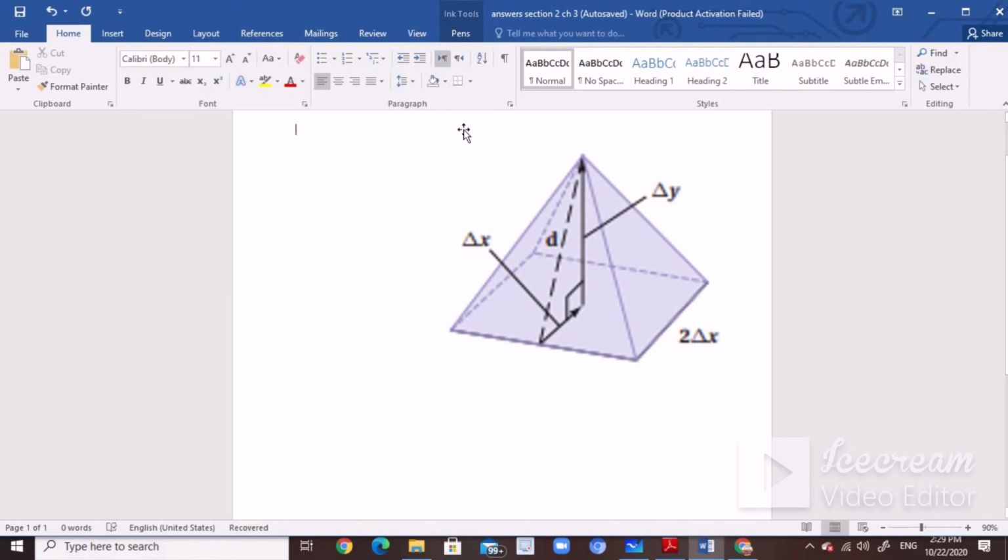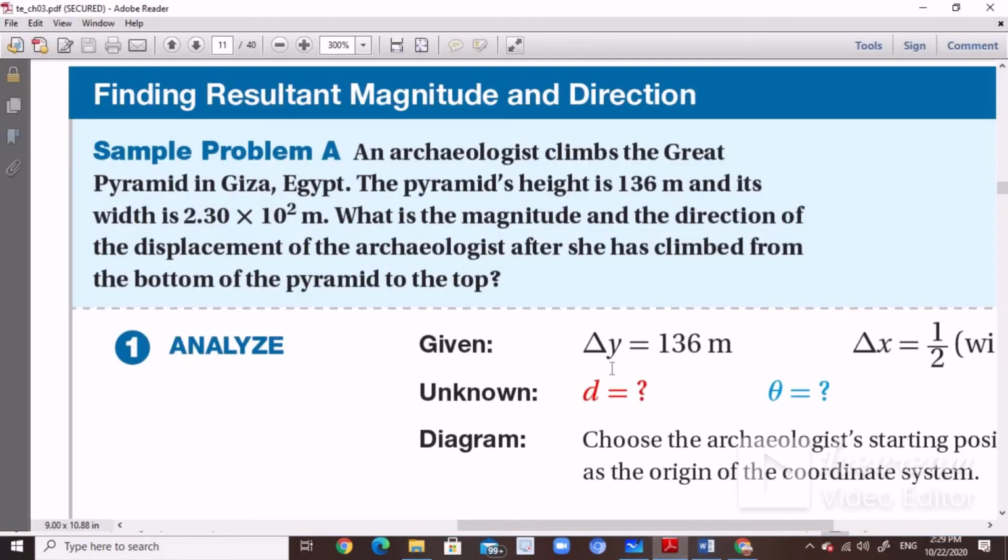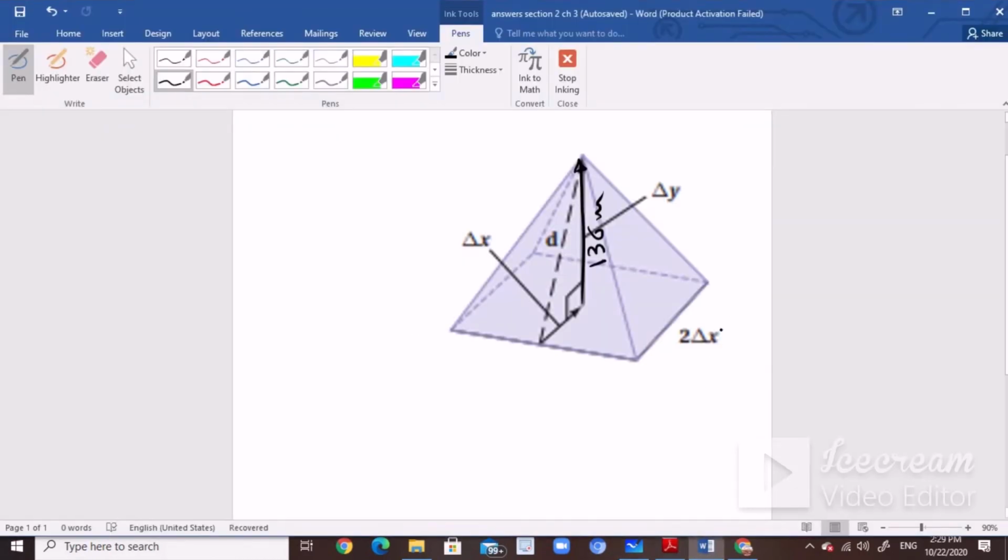Okay, and he tells you that now here the height will be 136 meters. Okay, that is the height as you see here. Okay, let's complete. Its width is 2.3 times 10 squared meters. It means 230 meters. Okay, it means 230 meters.